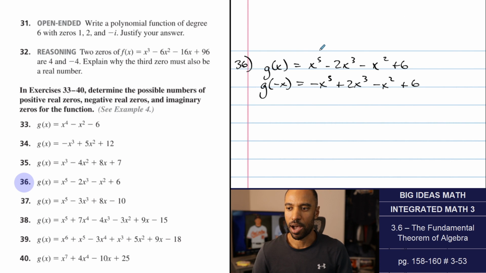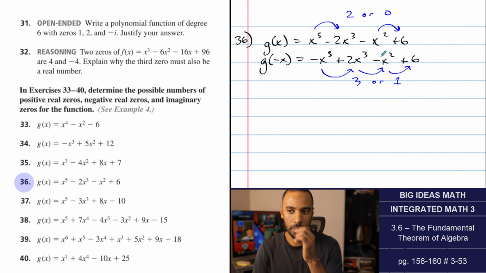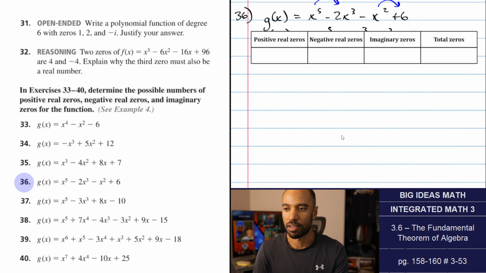So as far as g of positive x, there's 1 sign change here and 1 sign change there. That gives you 2 or 0 possible positive real solutions. For g of negative x, this is 1 sign change, 2 sign changes, 3 sign changes. That gives you a possibility of 3 or 1. Maybe I should write those: 2 or 0 for positive, 3 or 1 for negative. So we have to consider all possibilities. Our numbers have to add to 5.